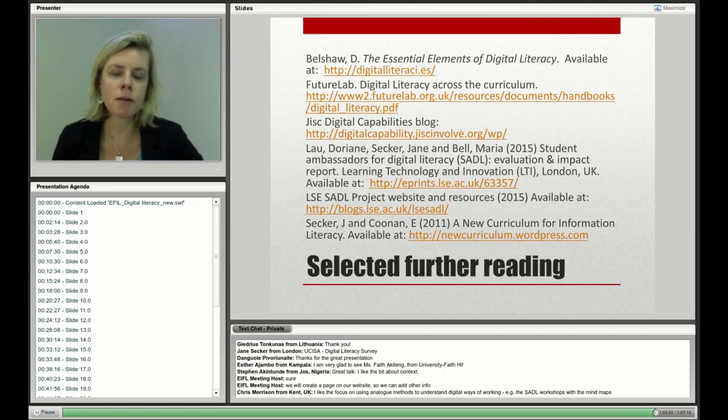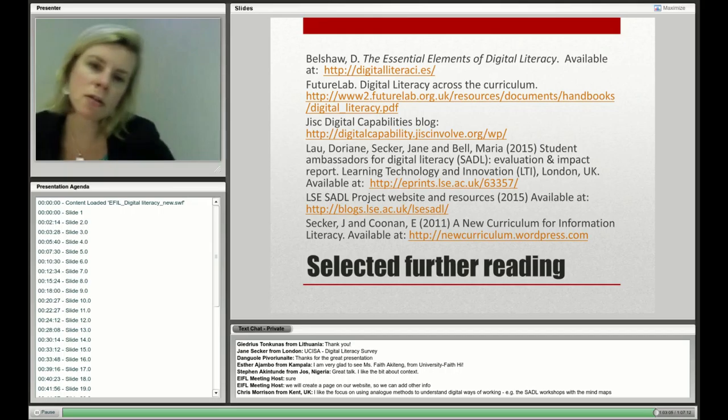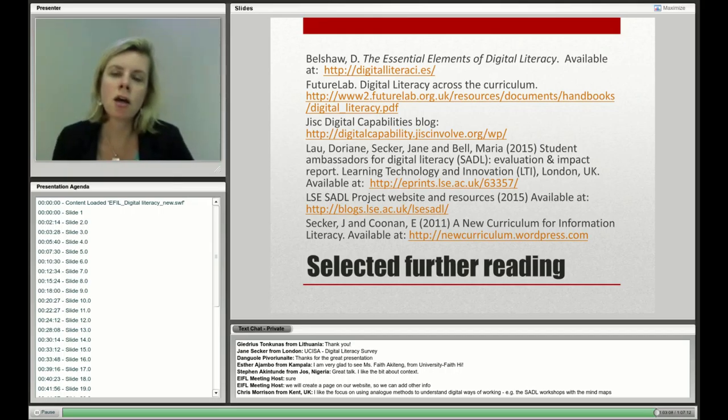Okay, we've got some comments coming in. Focusing on analog methods to understand digital ways of working. I think that's really important. We actually have iPads available for students in our workshops that we run as part of the Saddle program, and we tried to get students to put comments online using a tool called Padlet. One of the things we found was that it got in the way of students thinking and writing things down and sharing ideas, and it was far easier to give them large pieces of paper and a pen, and it was much, much more productive.